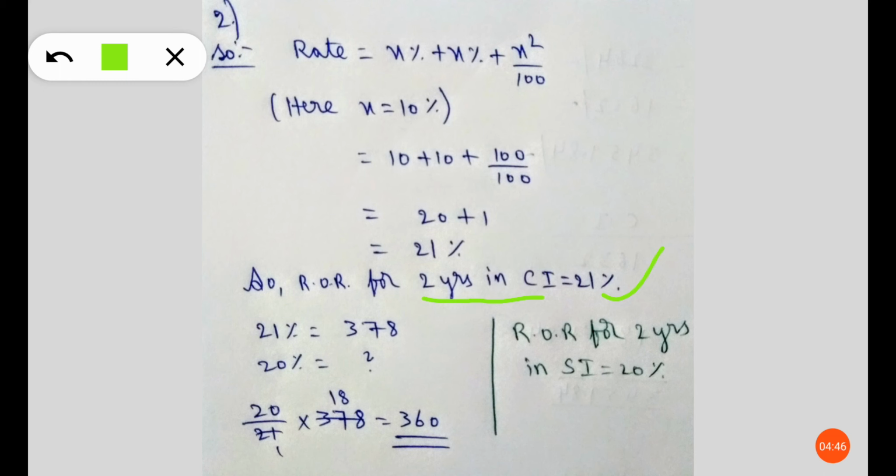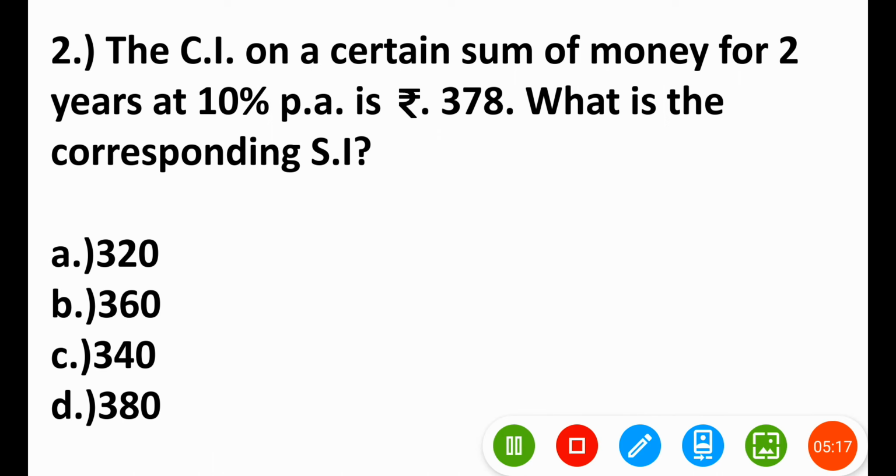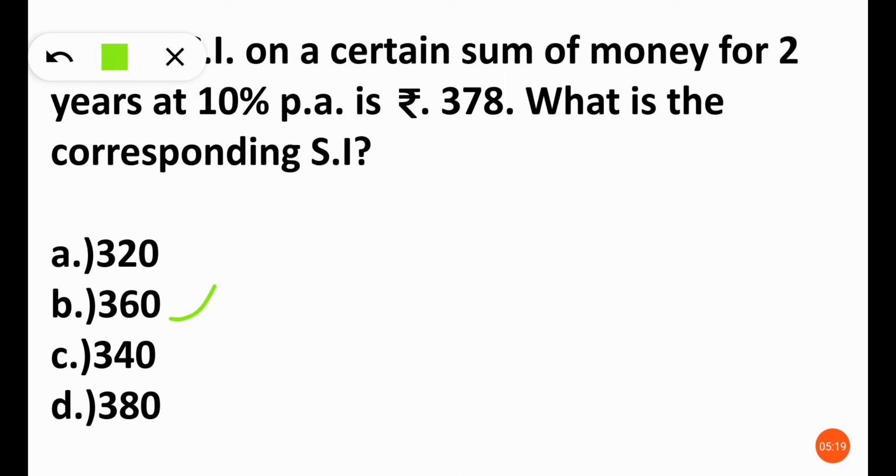We know the value of this 21%. 21% value is 378. This is given in the question, and they have asked to identify the 20% value. 20% value means the rate of interest for 2 years in simple interest. So 20 by 21 into 378. We can cancel with the 7 table, and I have cancelled directly with the 21 table. So we got 360 rupees. So the corresponding SI value is 360. Option B is the right answer.